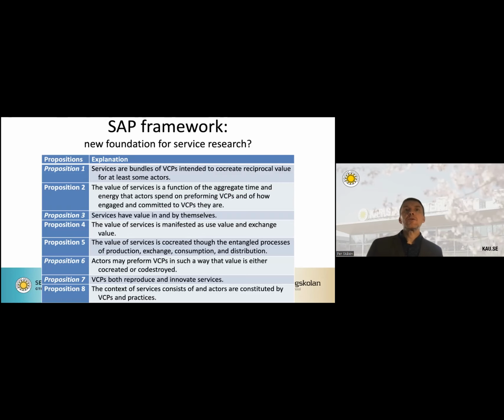I talked about use value and exchange value. I didn't talk that much about these general processes of value co-creation, but that is also something coming from value theory. I talked about co-destruction, that these value co-creation practices may be performed in such a way that co-destruction ensues. We had a bit of co-destruction today with the break in the transfer here. And also how these value co-creation practices can be reproduced and innovated. I talked a bit about that. And also how we can understand the context of services on the basis of value co-creation practices. According to practice theory, the world consists of practices, so you only need to study practices from the perspective of practice theory to understand the world.